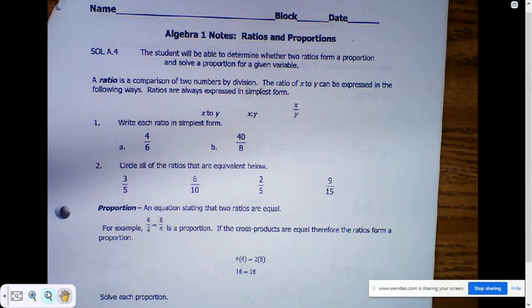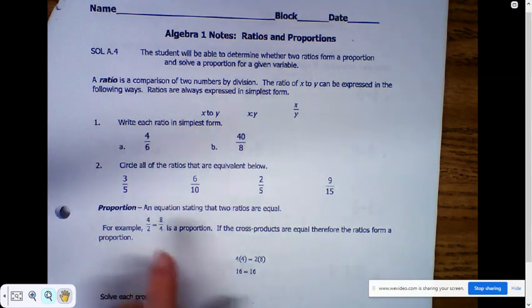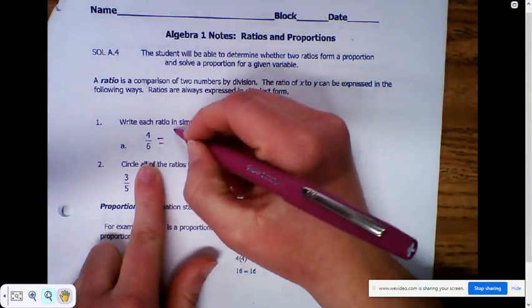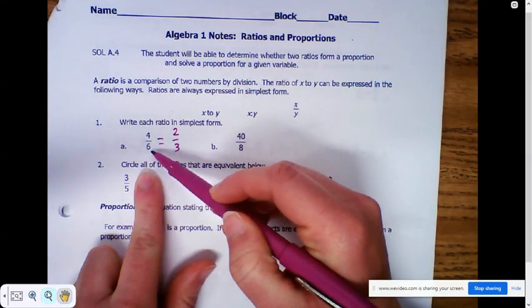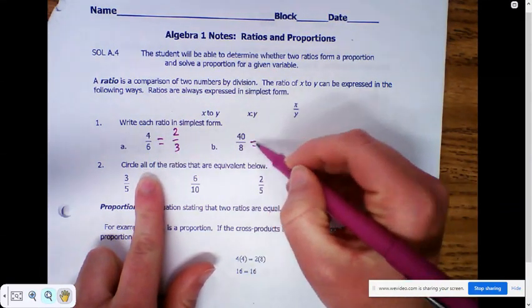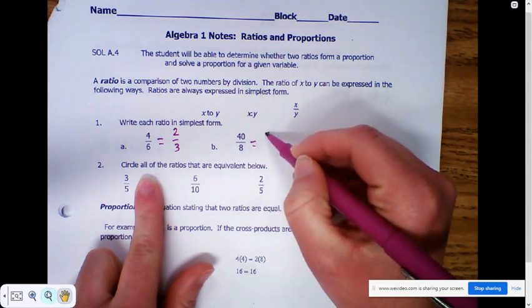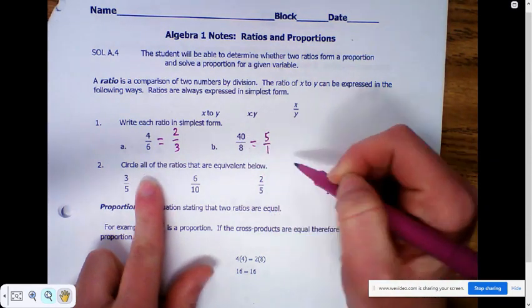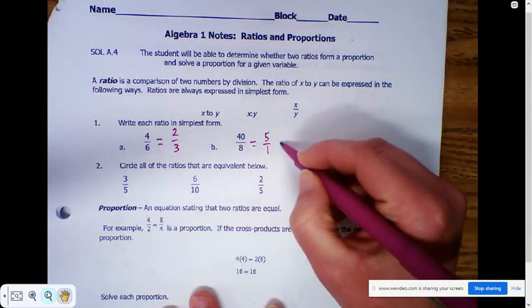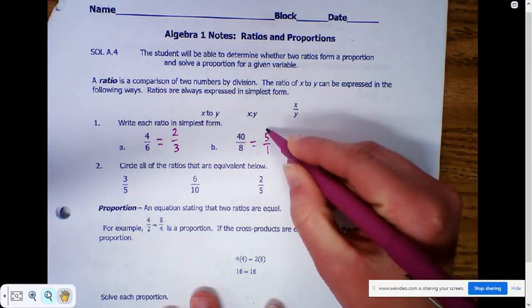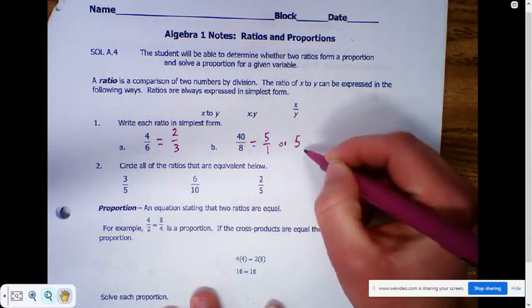Ratios are always expressed in simplest form, so we always want to reduce or simplify our fractions. So 4/6 can be rewritten as 2/3, because I know that 2 goes into 4 twice and 2 goes into 6 3 times. 4/8 can be written as 5/1 because 8 goes into 40 five times and 8 goes into 8 once.